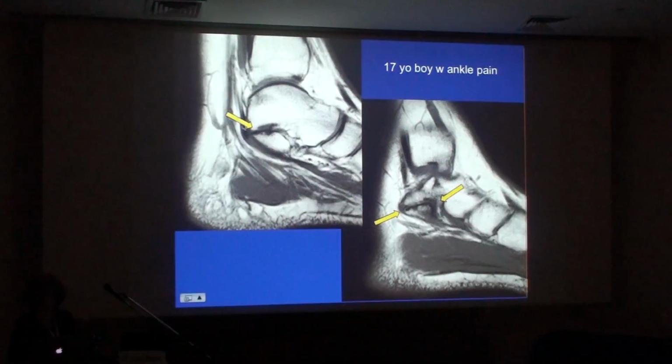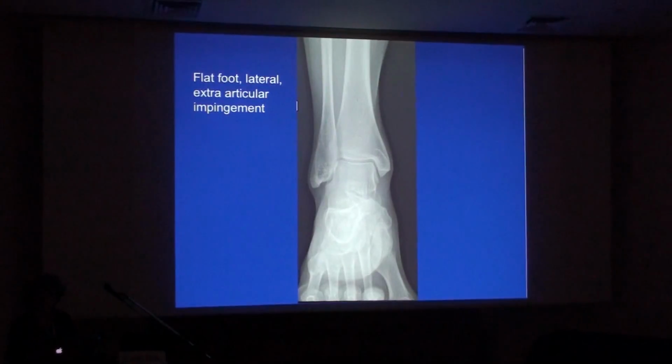Now look at it in this patient here, going back to this patient with the extra-articular impingement, and you get the displacement. And we've been seeing, by the way, in these cases, medial plantar neuritis, posterior tibial neuritis, flexor hallucis longus tendon tears with these extra-articular coalitions.